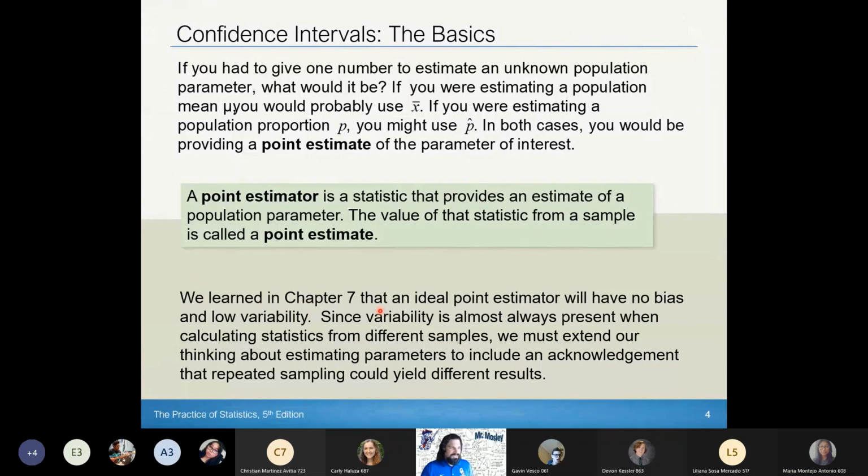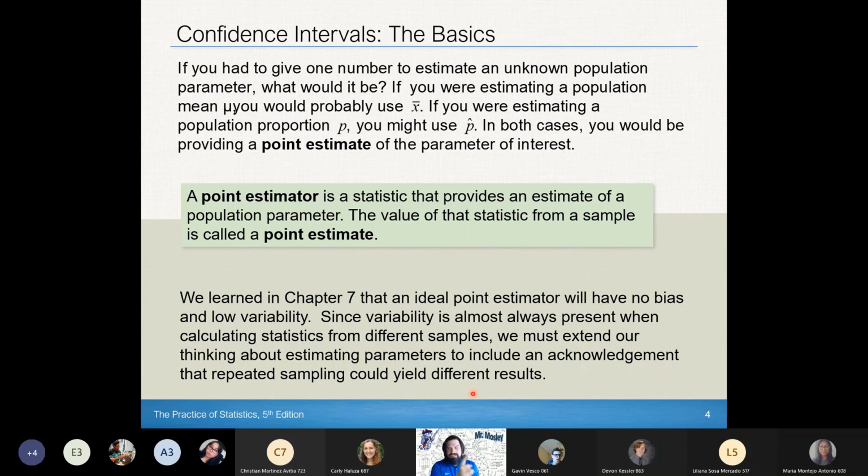We learned in chapter 7 that an ideal point estimator will have no bias and low variability, called an unbiased estimator. Since variability is almost always present when calculating statistics from different samples, we must extend our thinking about estimating parameters to include an acknowledgement that repeated sampling could yield different results. This is why we end up with a range of possibilities for the parameter, because each sampling will give us a different point estimate. So to account for that, we get a range of values rather than a specific value.